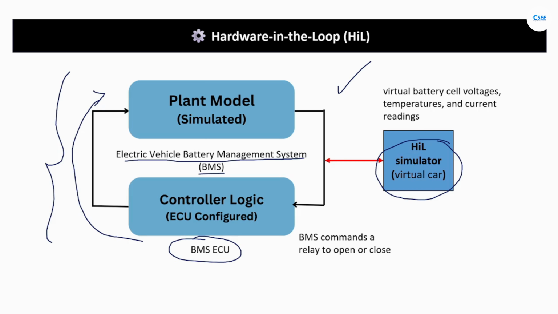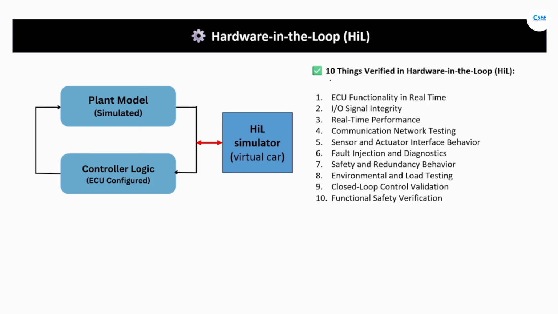Now, let's look at what HiL helps verify in detail. ECU functionality in real time, ensuring all control algorithms behave correctly under realistic operating conditions. I/O signal integrity, verifying analog, digital, PWM, and communication signals between the ECU and simulated sensors and actuators. Real-time performance, checking if ECU tasks and interrupts meet real-world timing deadlines.